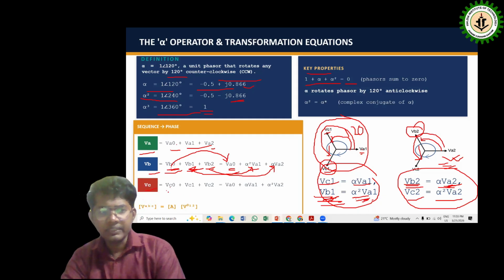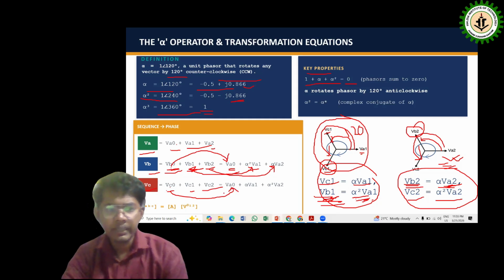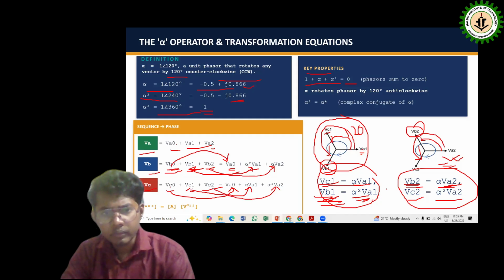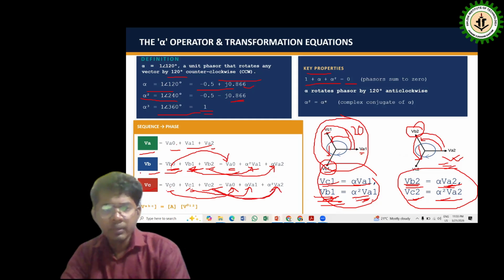Same way, VC equals VC0 plus VC1 plus VC2. VC0 also equals VA0, because all are zero sequence components. Next, VC1 equals, in terms of VA1, alpha VA1. And VC2, from the negative sequence phasor, equals alpha square VA2. So this unbalanced phasor equation we can write like this.